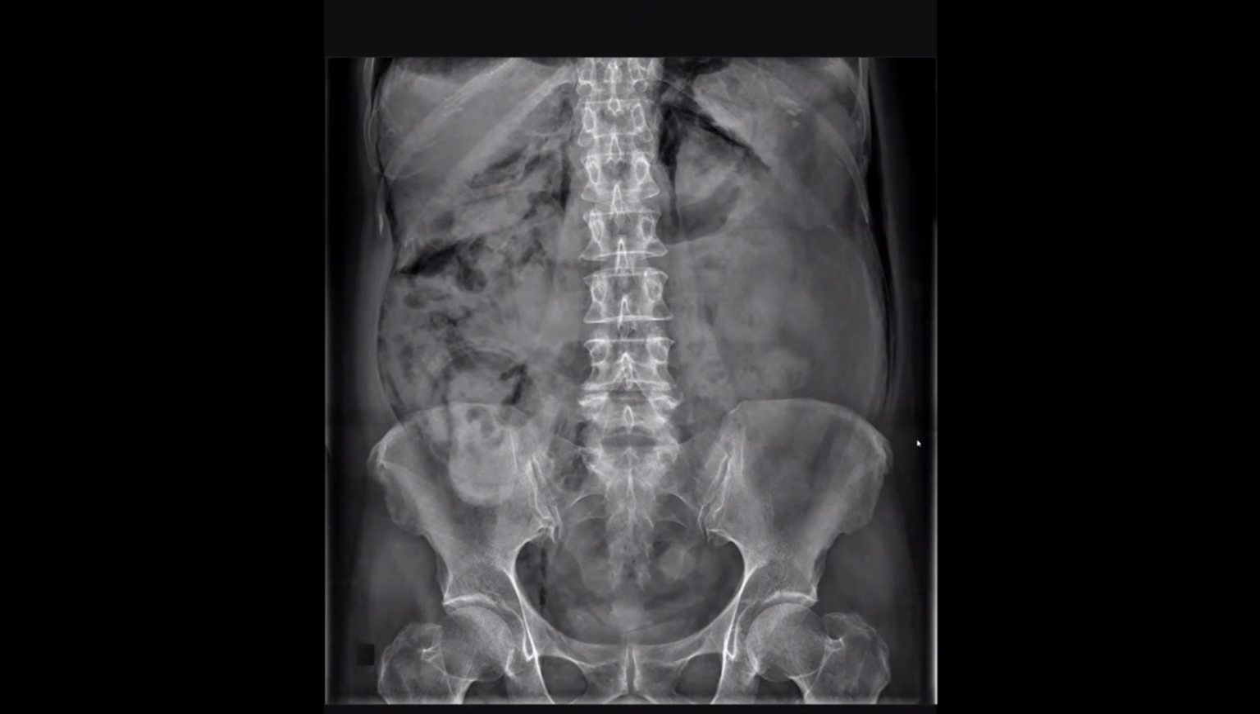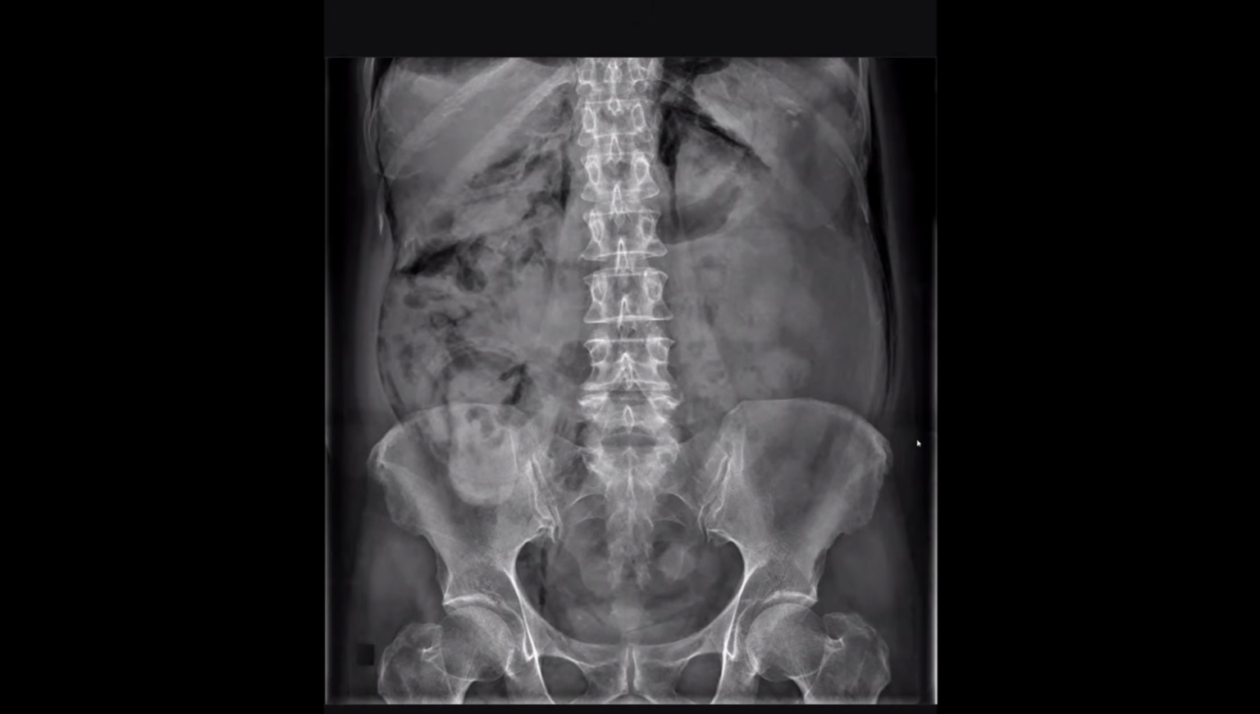I can also appreciate an ileostomy bag along the right iliac fossa. Okay. And next, I would like to look at the CT images to look for the cause of this retroperitoneal pneumoperitoneum. Okay, so you have an evidence of retro-pneumoperitoneum.